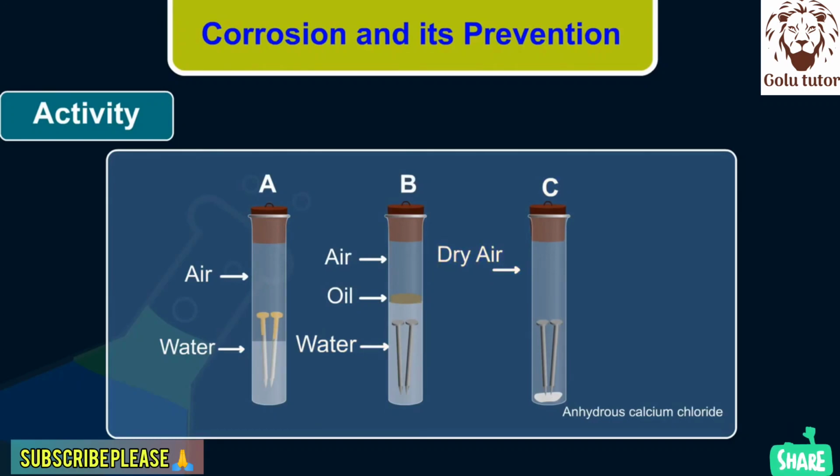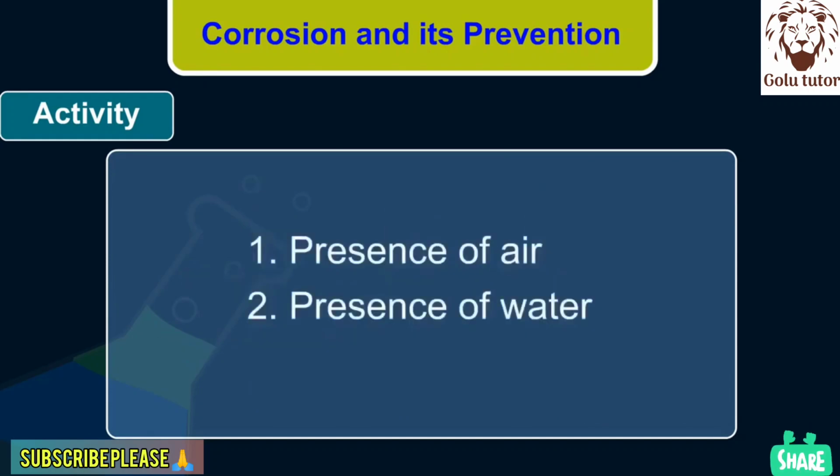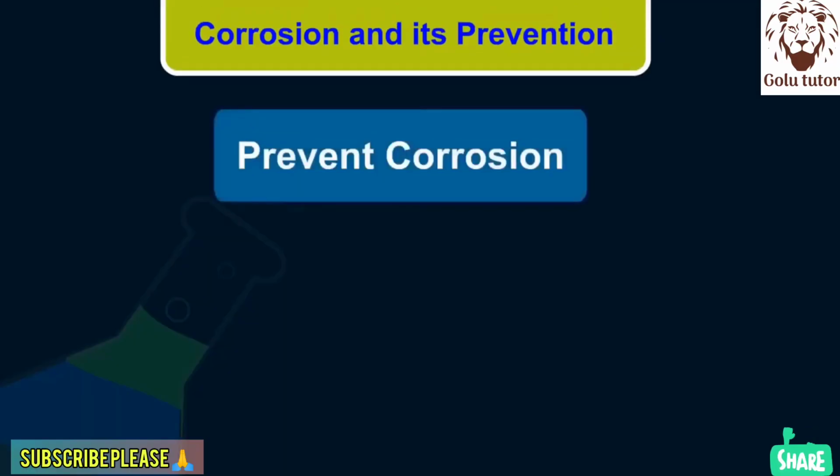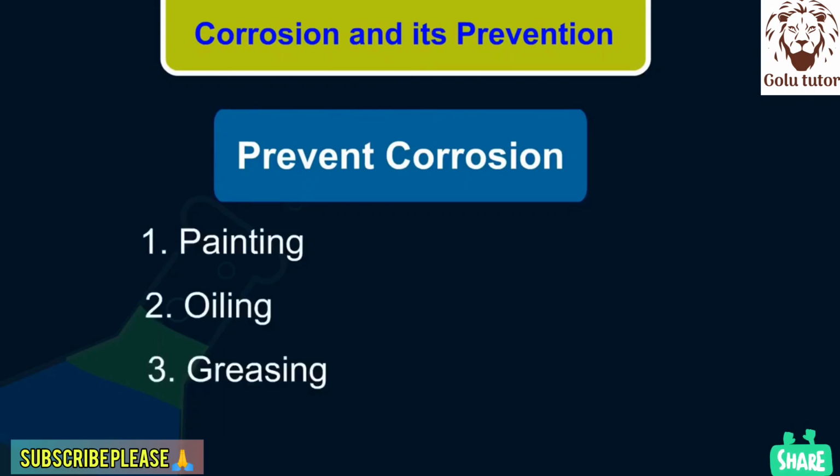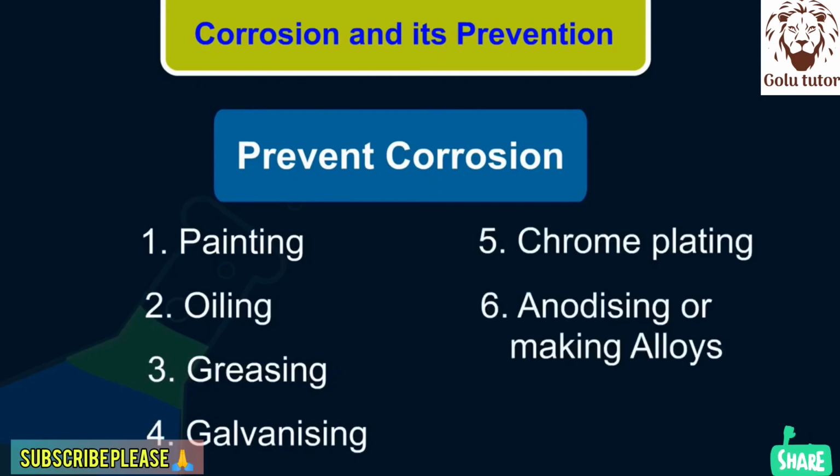What does this tell us about the conditions under which iron articles rust? 1. Presence of air. 2. Presence of water. Let us now try to figure out the ways in which we can prevent corrosion. The rusting of iron can be prevented by painting, oiling, greasing, galvanizing, chrome plating, anodizing, or making alloys.